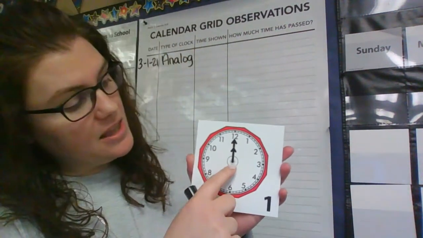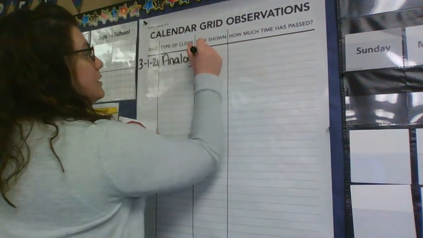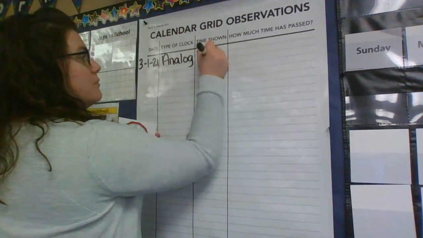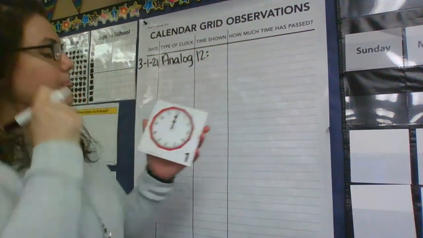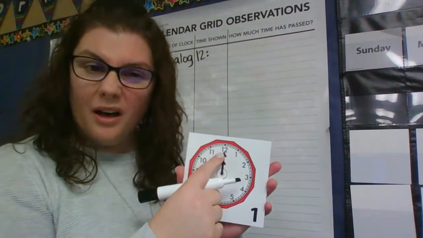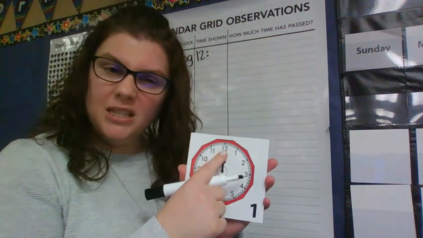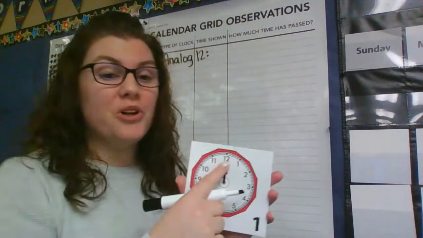So let's look at this. The short hand is pointing up to the 12. So we're going to put 12 for the hour. And remember, we put 2 dots in between the hour and the minutes. Now, the long hand is pointing to the 12. Does that mean it's 12 minutes? No, I love that you all told me no.